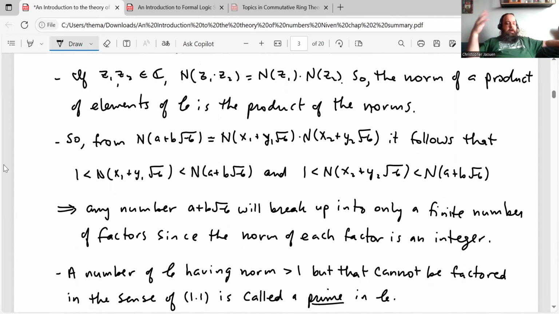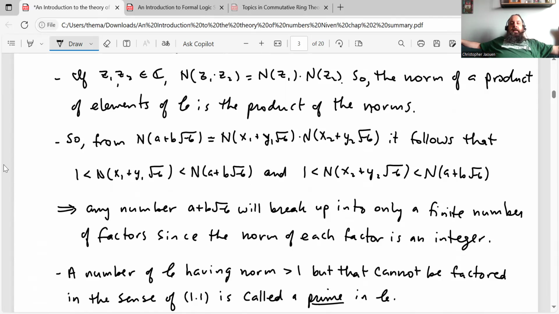So we just have to get a few of these properties out before we can show that unique factorization fails. That's what we're doing here. From the norm of a plus b times square root of minus 6 equaling the product of the norms of the factors, it follows that 1 is less than the norm of x1 plus y1 times square root of minus 6, less than the norm of the number itself. And the same thing holds for the other factor, right?